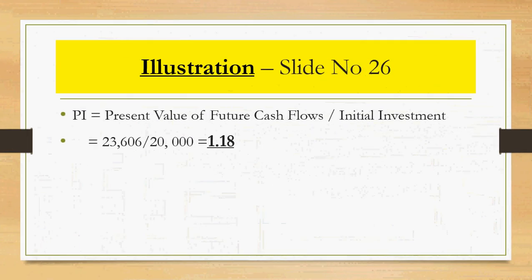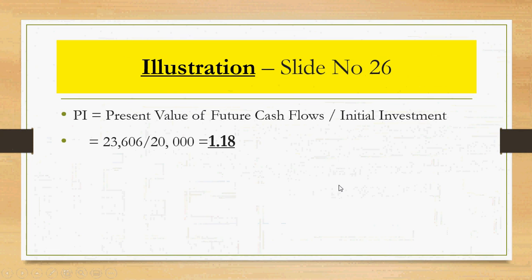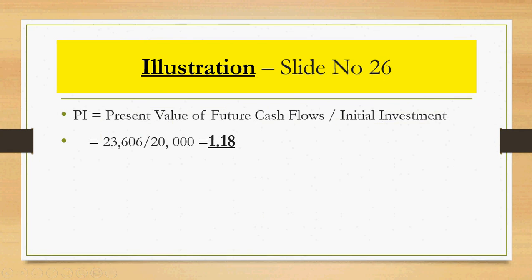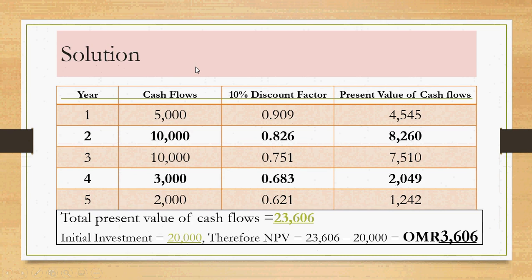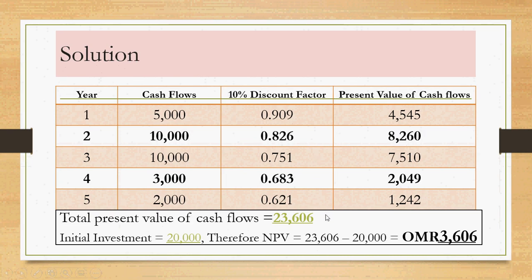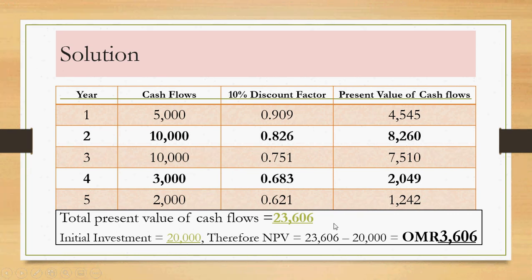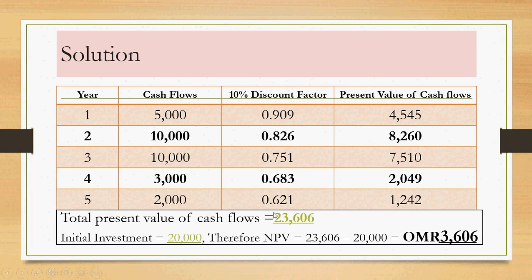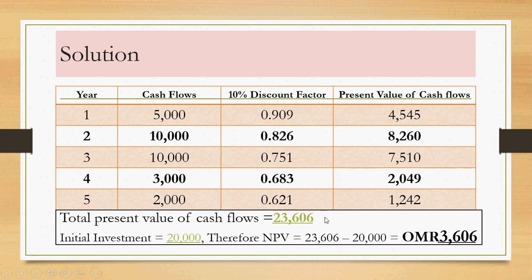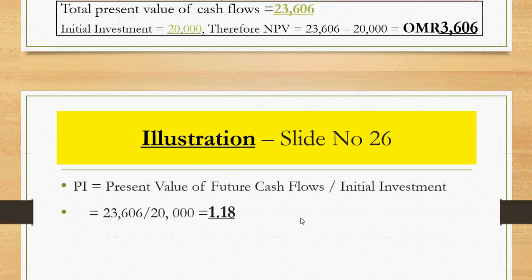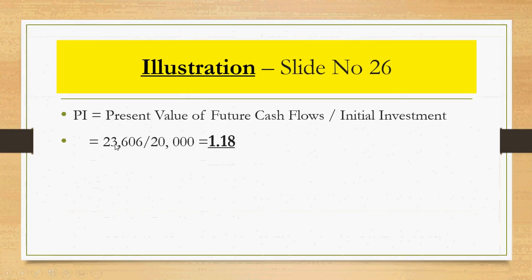See one illustration. We know the formula to calculate profitability index: present value of future cash flows divided by initial investment. Now we will go to an illustration. See this illustration we have seen while studying NPV. Here we can see the total present value of cash flows. So we need this one to find profitability index.